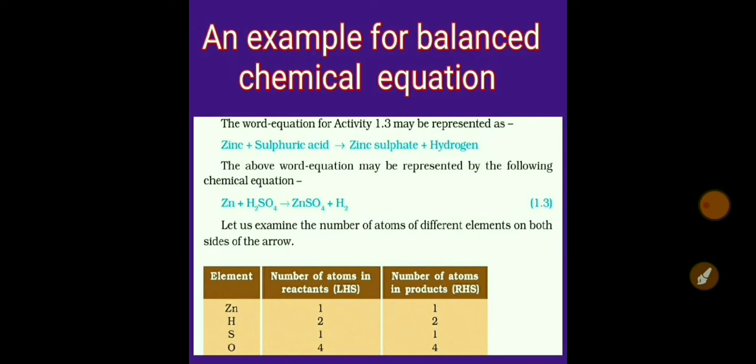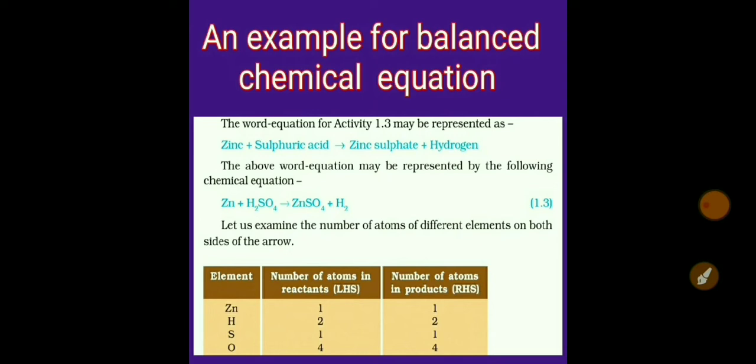We need to make a table like this with 3 columns. In the first column, write the elements involved in the chemical equation, those are zinc, hydrogen, sulfur and oxygen. The next column of the table is the number of atoms in the reactants, that is LHS. We should make the balance: the number of atoms of each element in LHS should be the same in RHS. Then the third column of the table is the number of atoms in the products, that is RHS.